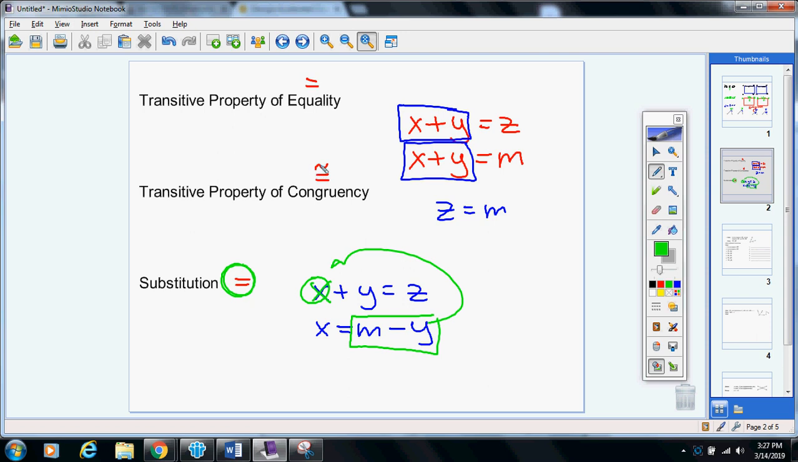So there are times when you can use either one of them, but just know, because technically up here, you could also justify this with substitution as well as transitive property. But just be aware that there's times that you could only use transitive and you can only use substitution. Okay? All right, so let's work through.